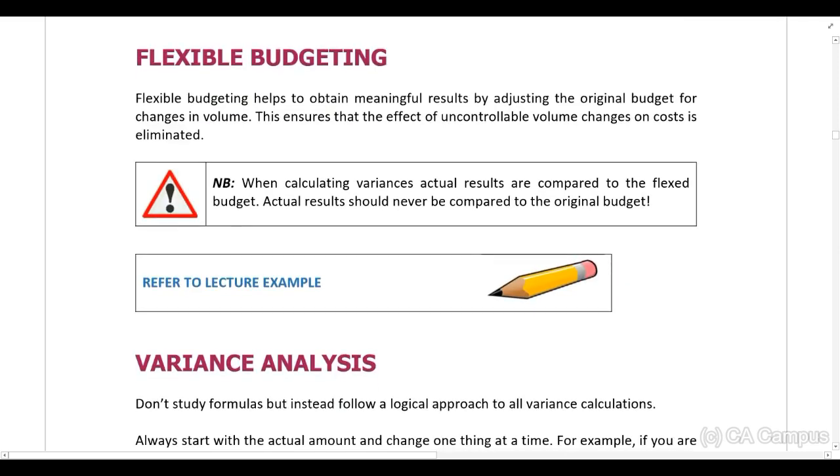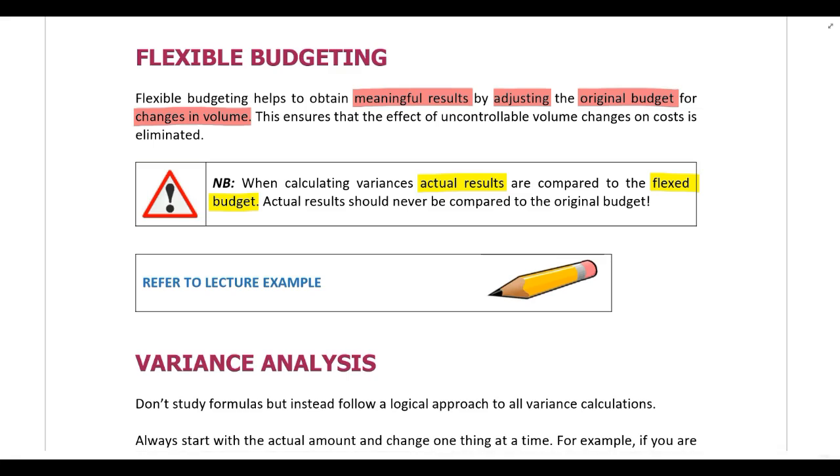Now you'll see when we get to our variance calculations, actual results are always compared to the flexed budget. When calculating variances, we never compare the actual results to the original budget. So what is a flexed budget or a flexible budget? It helps to obtain meaningful results by adjusting the original budget for changes in volume. So this ensures that the effect of uncontrollable volume changes on costs is eliminated.